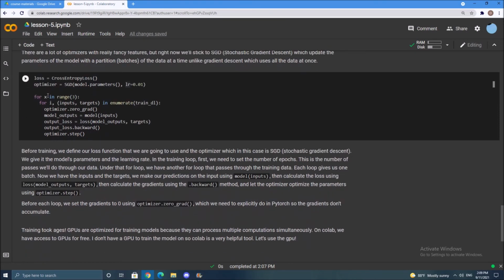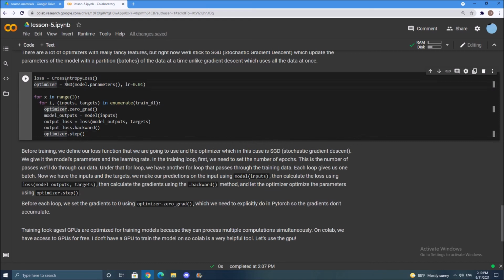So here we define the training loop. We set the number of epochs we need, and then we iterate over the training data set. We set the gradients to 0 so that the gradients don't accumulate, because we need to do that manually in Pytorch. Then we make our predictions, calculate the loss, then calculate the gradients. Then we change the parameter values by calling .step.